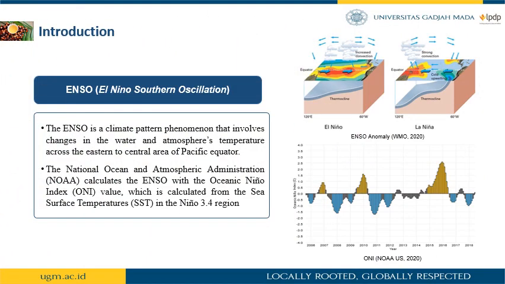So what is ENSO? ENSO or El Nino Southern Oscillation is a climate pattern phenomenon that involves change in the water and atmospheric temperature across the eastern to central area of the Pacific equator. The National Oceanic and Atmospheric Administration, or NOAA, calculates the ENSO with the Oceanic Nino Index, or ONI value, which is calculated from the sea surface temperatures, or SST, in the Nino 3.4 region. These are some pictures about ENSO anomaly and ONI from NOAA, United States.